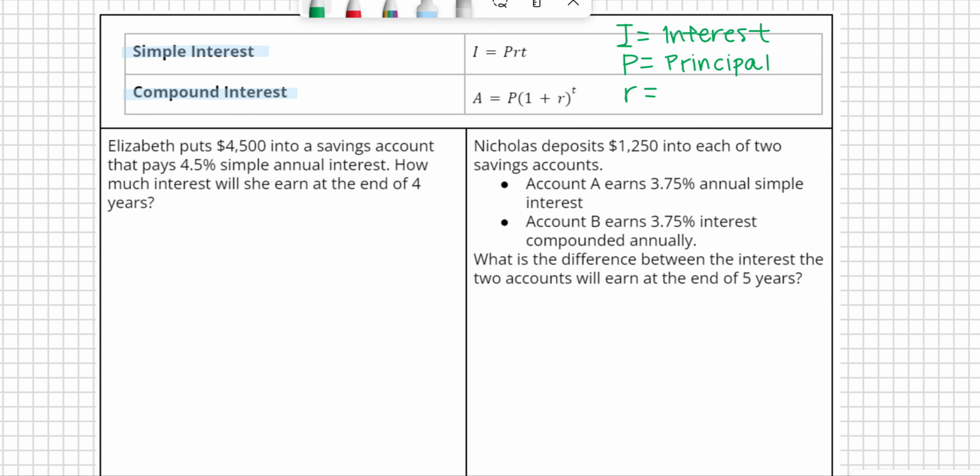The R stands for the interest rate. And I'm also going to write in parentheses decimal, because whenever we use the interest rate in the formula, you have to convert it to a decimal. And the T stands for time. And usually the time is in years.